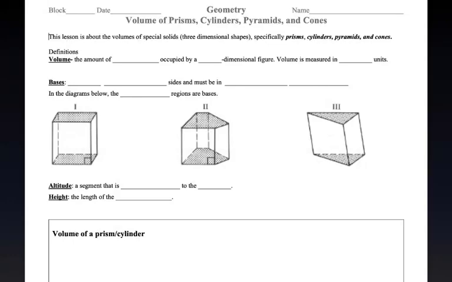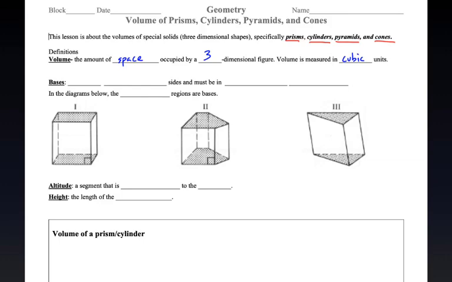All right, here we go. The volume of prisms, cylinders, pyramids, and cones. This lesson is about these special solids. You've probably heard these terms, of course: prisms, cylinders, pyramids, and cones. But we're talking about the volume here today.